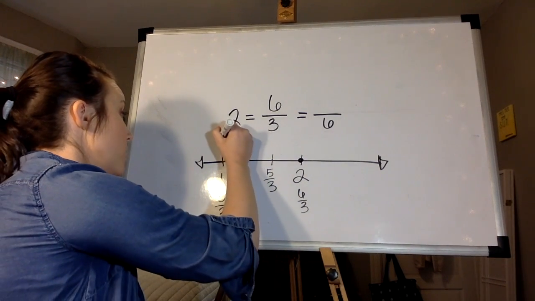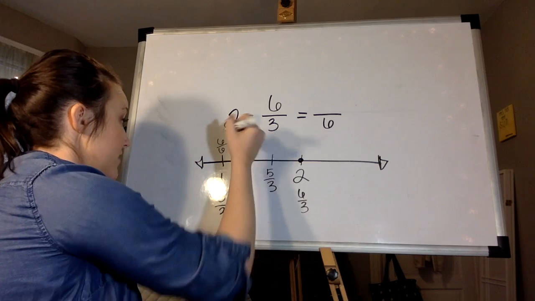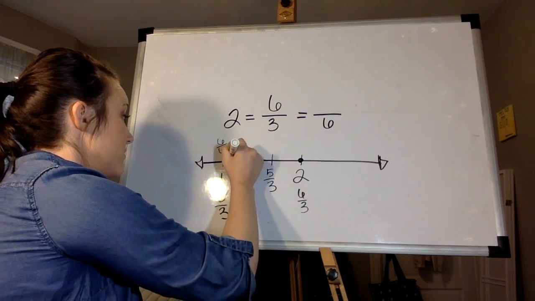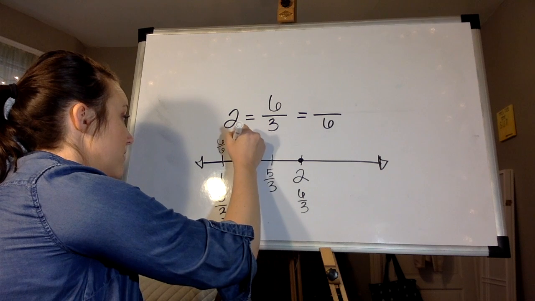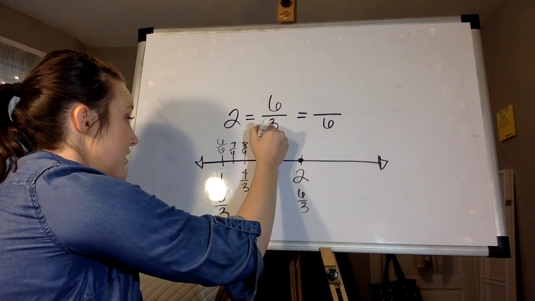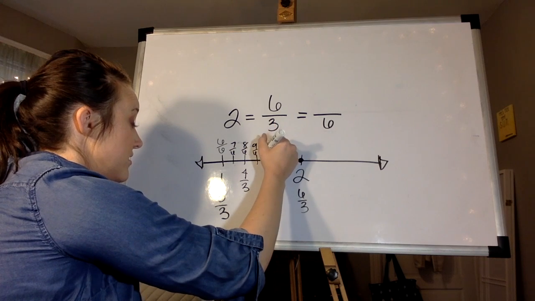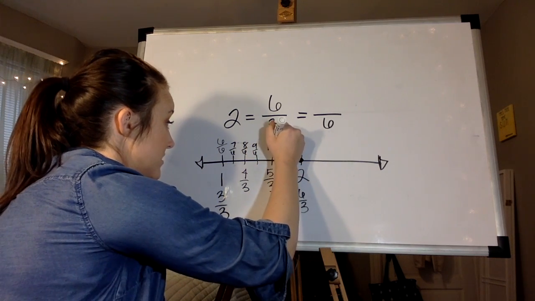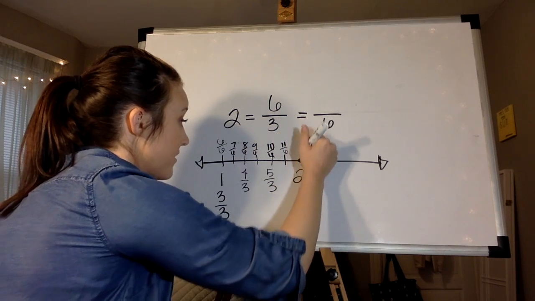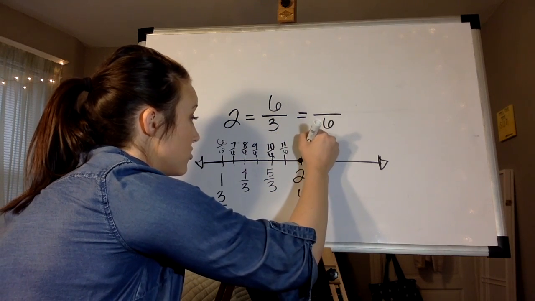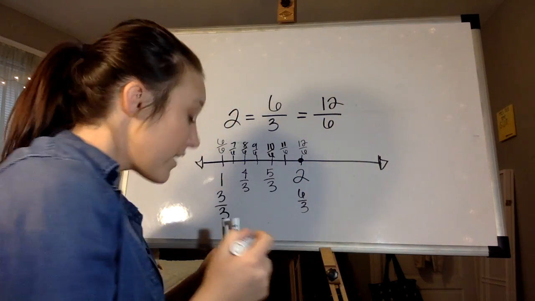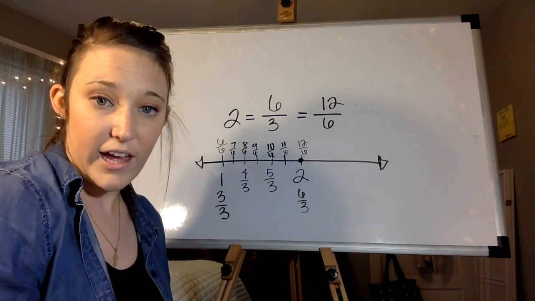So if I have 1 or 6 over 6, this will be, oh, not that one. It would be 7/6, 8/6, 9/6, 10/6, 11/6, and then here I would have 12/6. So that is one way to look at it.